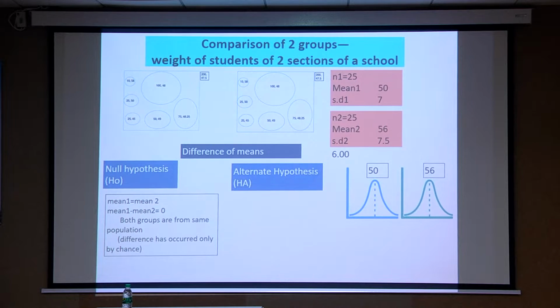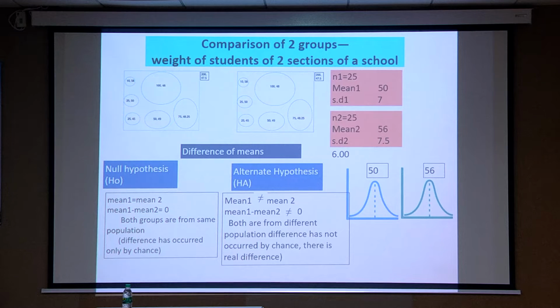Here comes the concept of null hypothesis and alternate hypothesis. The null hypothesis states that the mean of the first group and the mean of the second group are equal. So there is no difference; the difference will be 0. If at all we get a difference, that difference has occurred only by chance. So both groups are from the same population. Whereas the alternate hypothesis states that mean 1 and mean 2 are not equal. There will be a difference. The difference is real; it does not occur by chance. So both groups are really from different populations.